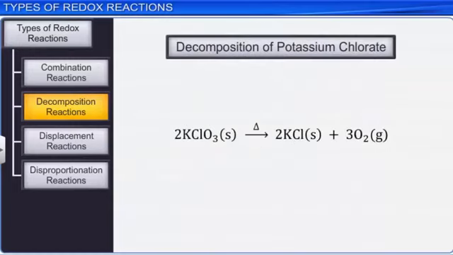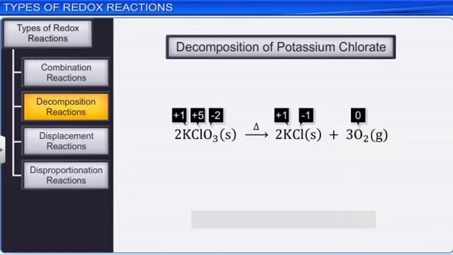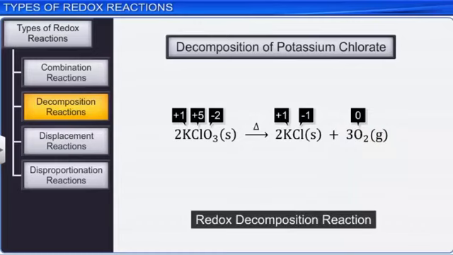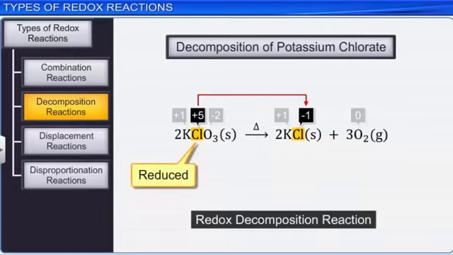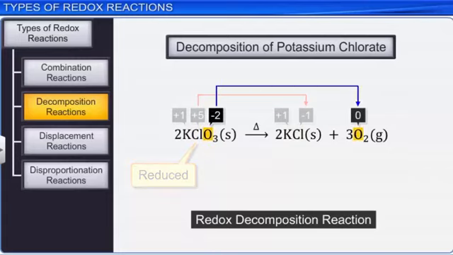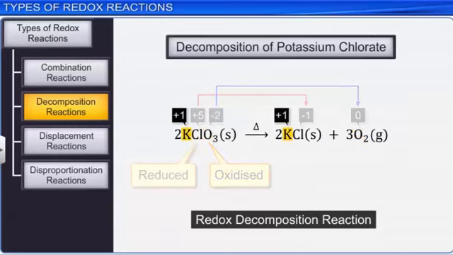In this example, potassium chlorate decomposes to form potassium chloride and oxygen. One of the two products, oxygen, is present in elemental state. Hence, this reaction is a redox decomposition reaction. The oxidation number of chlorine decreases from +5 to -1 as it gets reduced, while oxidation number of oxygen increases from -2 to 0 as it gets oxidized. Note that there is no change in the oxidation state of potassium.